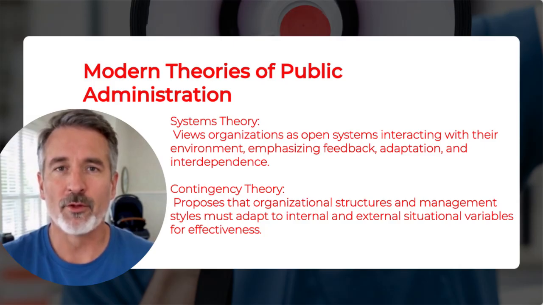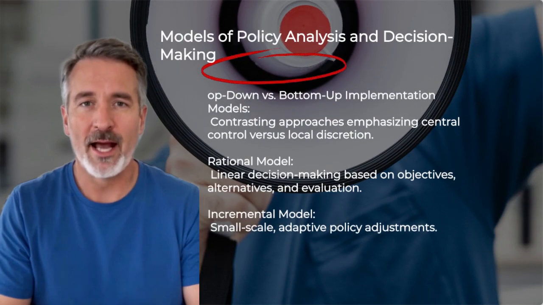Governance theory moves beyond government to include networks, partnerships, and collaborative arrangements among state, private sector, and civil society. Digital era governance highlights the transformative role of information and communication technologies in improving transparency, participation, and service delivery. 5. Models of policy analysis and decision-making. Top-down versus bottom-up implementation models. Contrasting approaches, emphasizing central control versus local discretion.